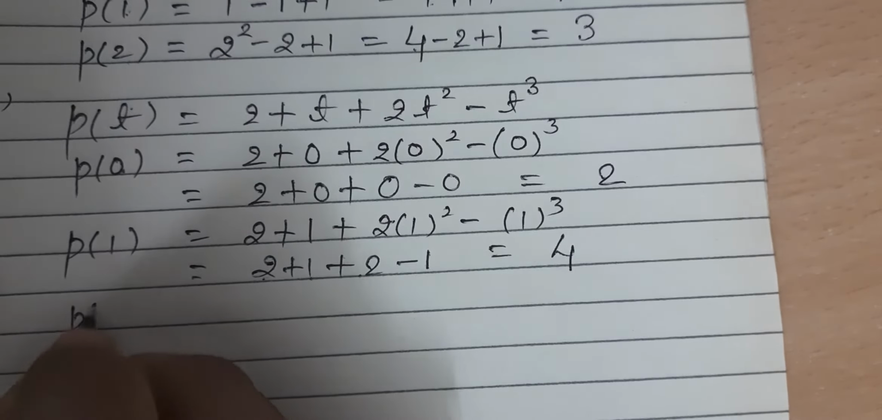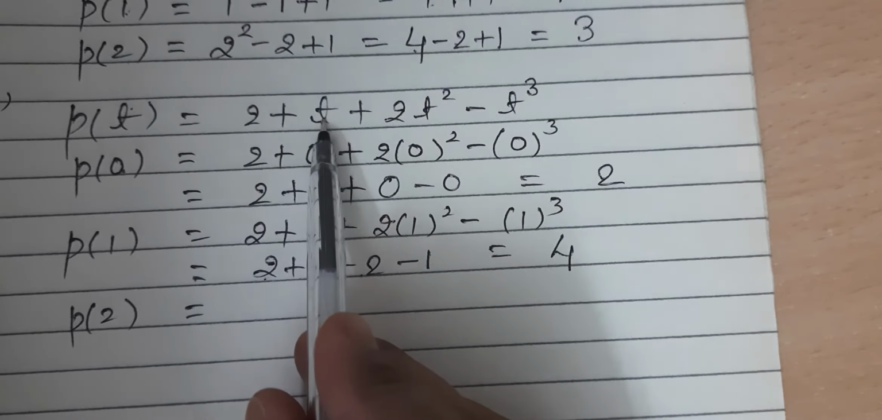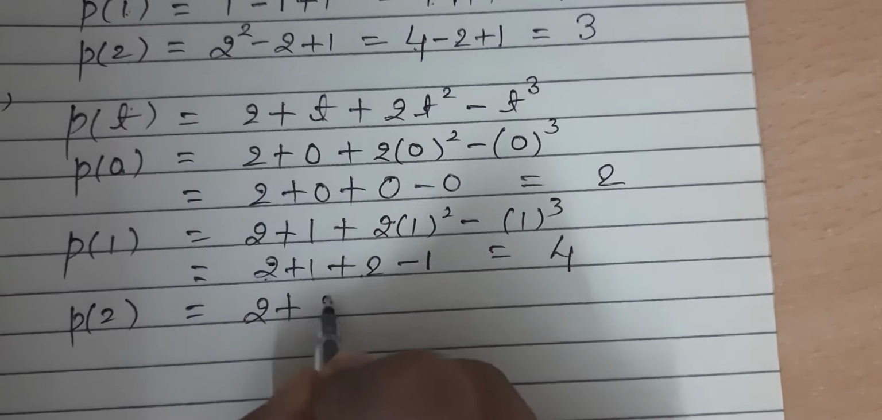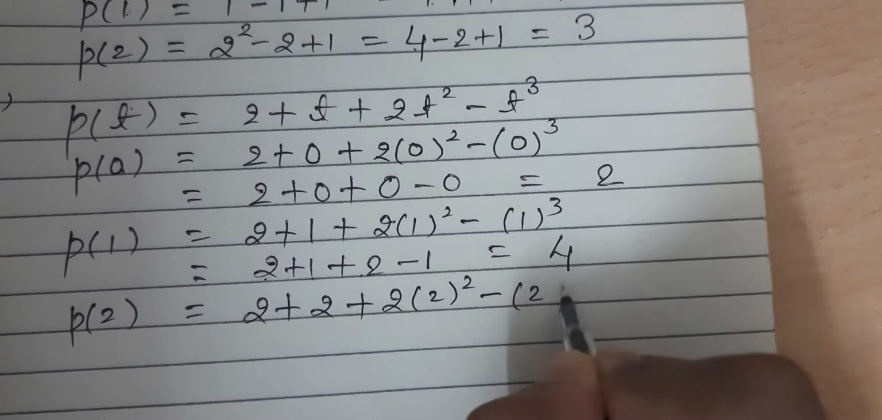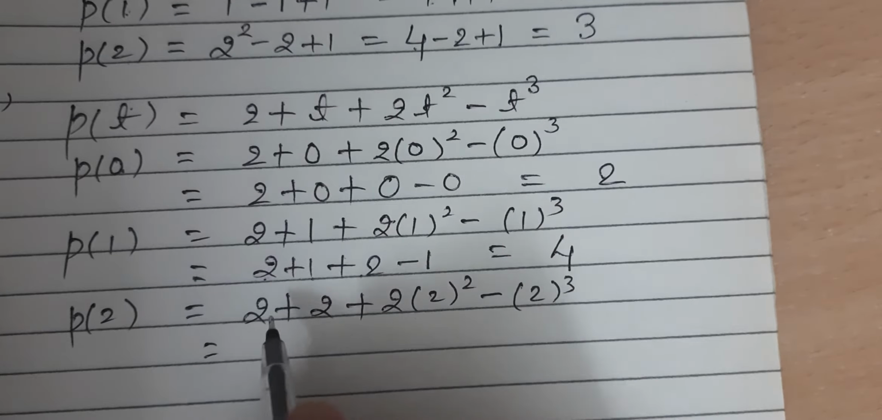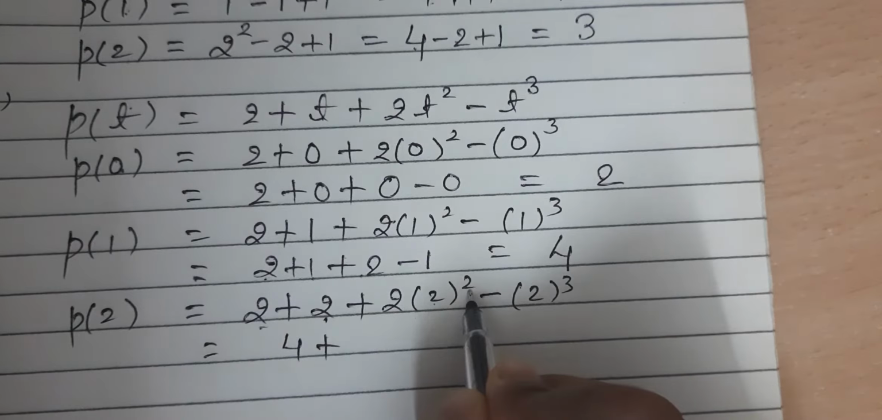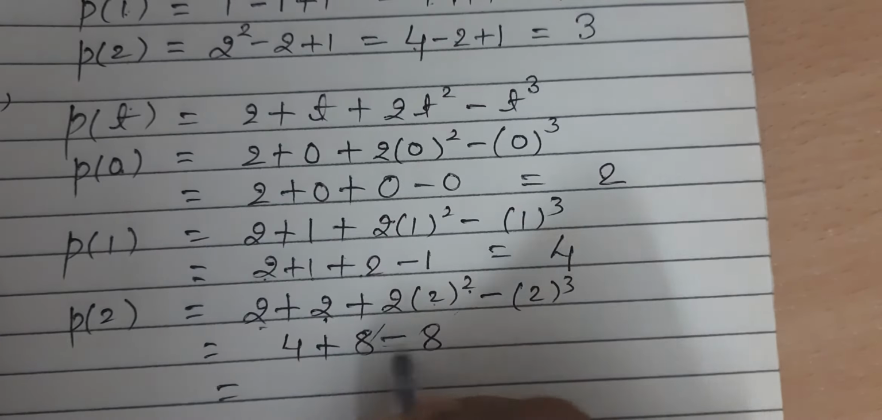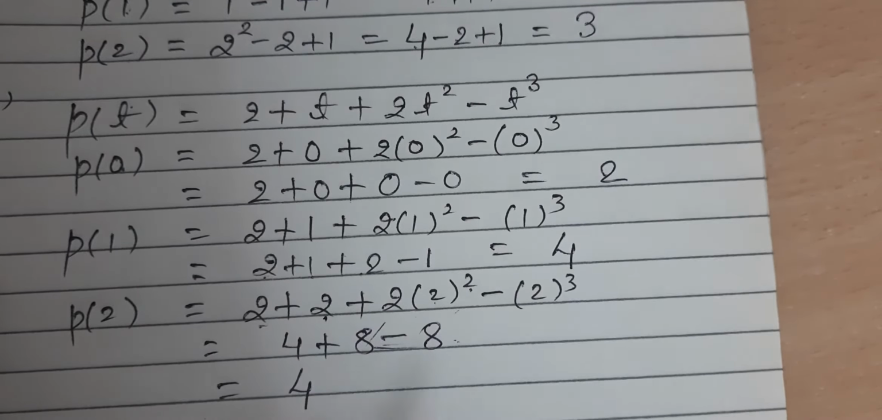And at the last we have to find P2. P2 we will find by putting t equals to 2. Okay. So 2 plus 2 multiplied by 2 square minus 2 cube. Let us simplify. 2 plus 2 is 4, plus 2 square is 4, 4 2s are 8. Minus 2 cube is 8. This 8 and 8 we can cancel, or 8 minus 8 is 0. So we are left with this 4 only. Okay.